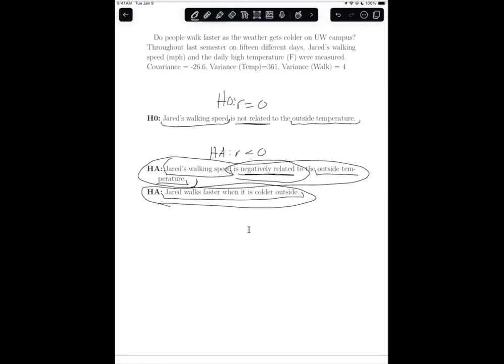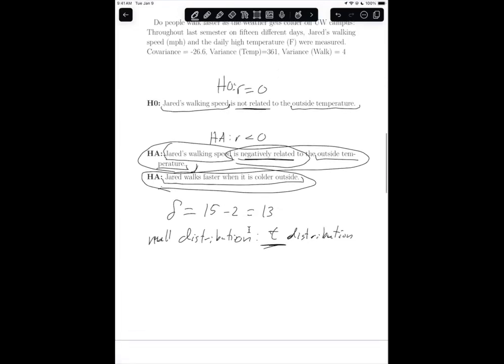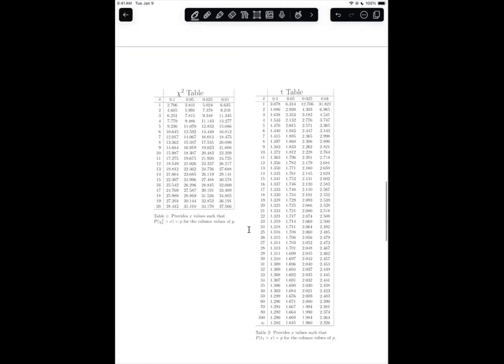Now that we know the test situation and the hypotheses, we need the critical value or values. And so delta in this case is equal to the sample size, 15, the 15 days, minus 2, which equals 13. The null distribution for the correlation hypothesis testing situation is the t distribution. And so now we know, because it's the t distribution, we're going to look up the t table. We're going to come down here to the t table. The degrees of freedom is 13. So we know we're going to be in this row.